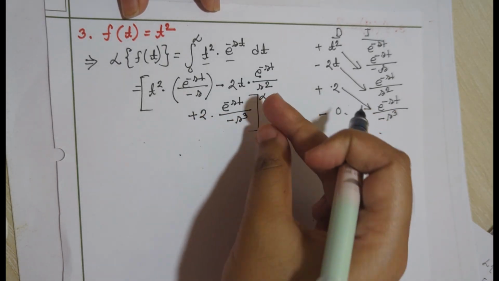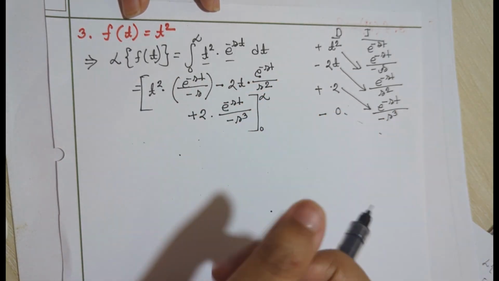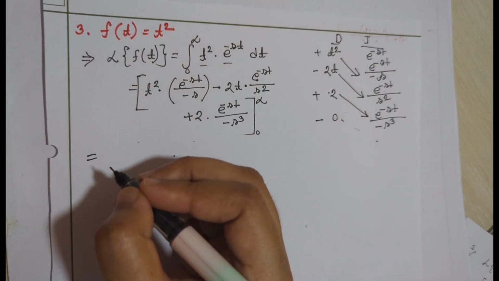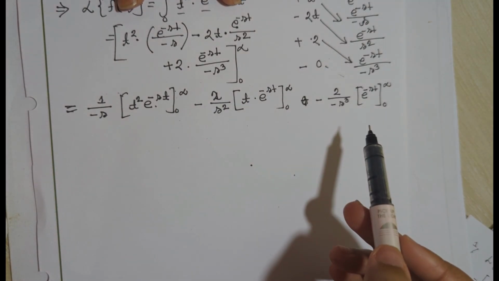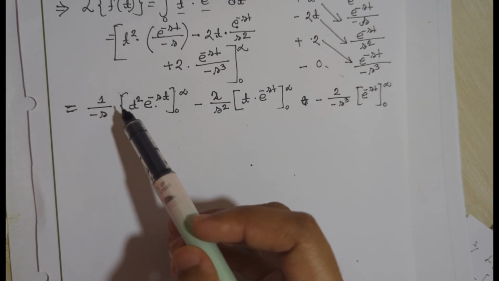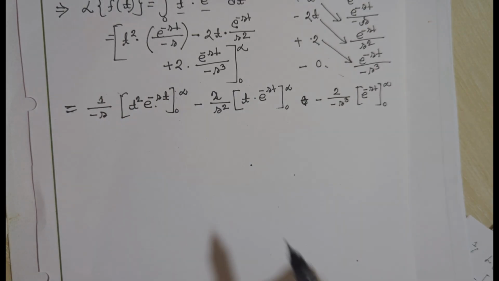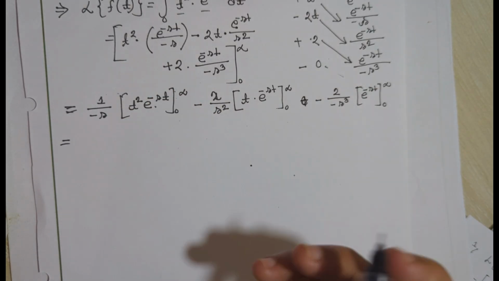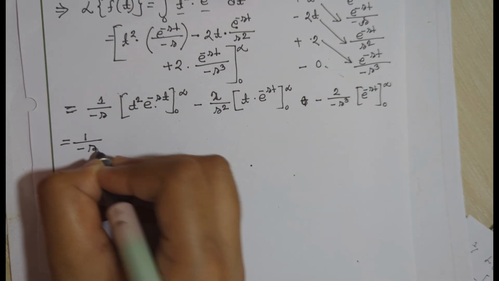Now we'll separate this limit for these 3 terms for our better understanding. So let's write down this. After separating the limit for these 3 terms, we get this. We also separate the constant term, as this is not included for our limit. So now we will put this limit for the variable t function, 1 divided by minus s.